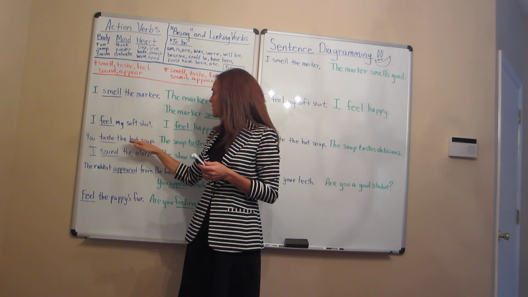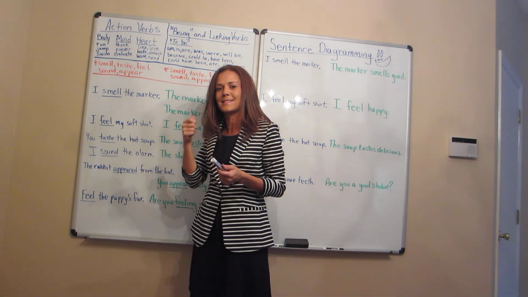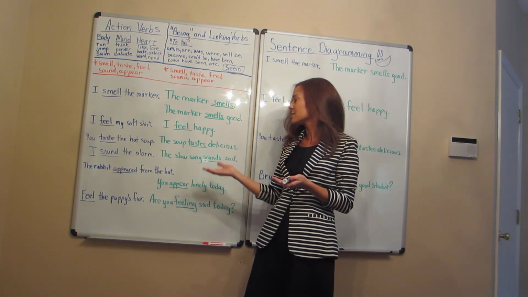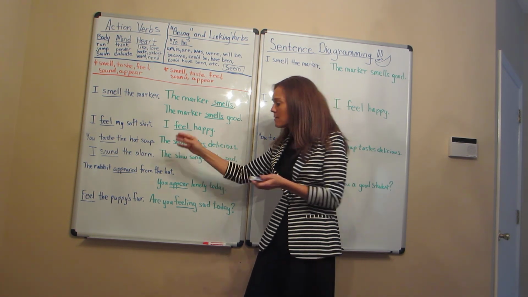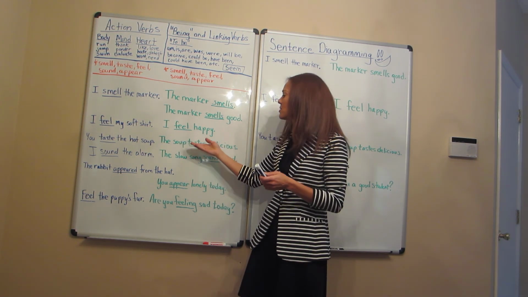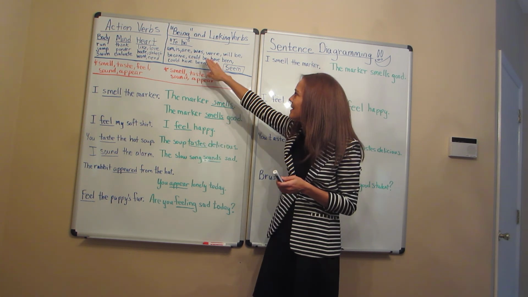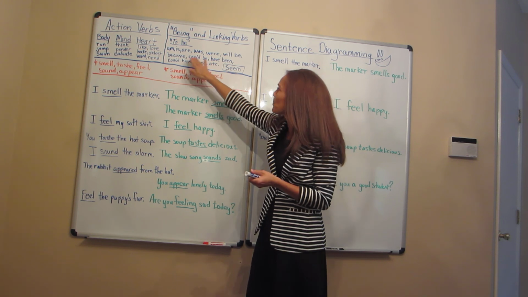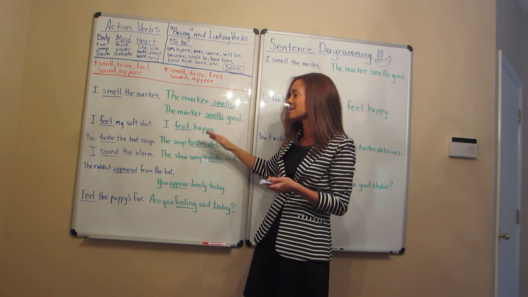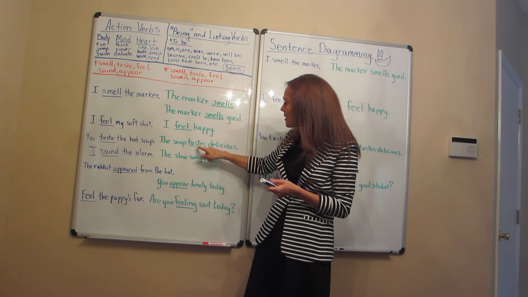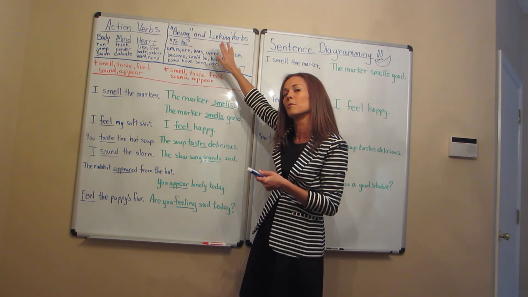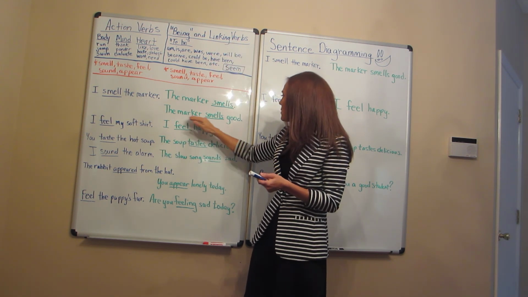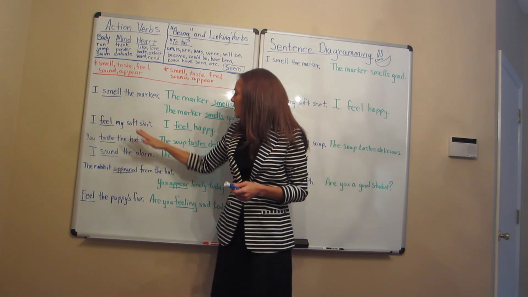If you taste the hot soup, you're physically tasting it. It is an action verb. But if the soup just tastes delicious, the soup isn't physically tasting something, it just tastes delicious. It is delicious. If you can replace one of these words in here and it makes sense, this is a good strategy, then odds are it's going to be on this side and be a verb of being or a linking verb. The soup is delicious. I am happy. The marker is good. Let's move on.